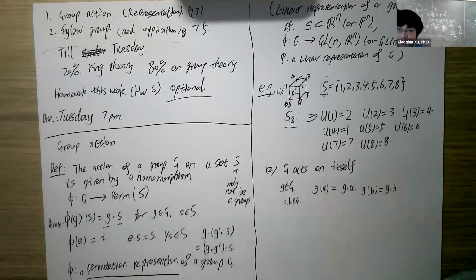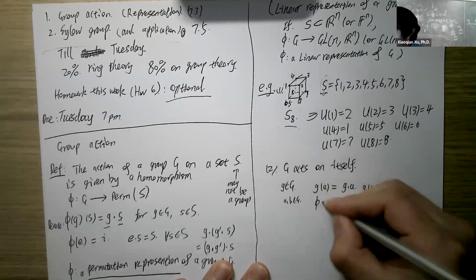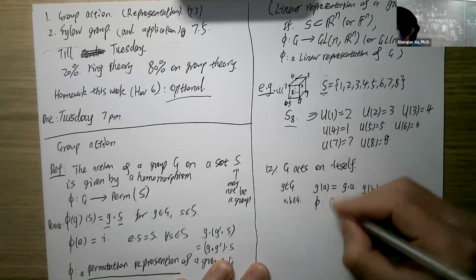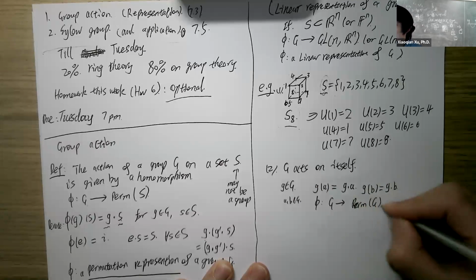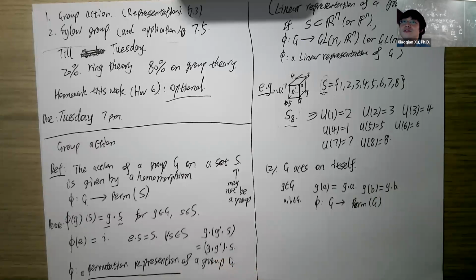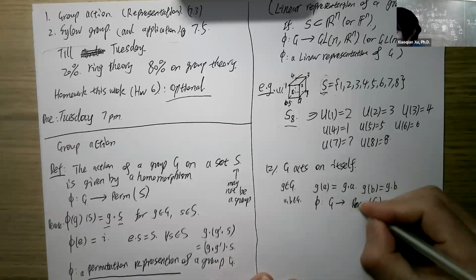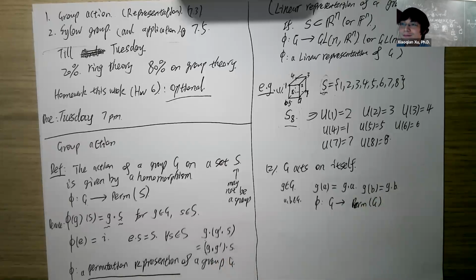Okay, so this gives you a homomorphism from G to the permutation group of G. You try to see the elements of G as letters, and then the permutation group is just you change all the letters of this G. Okay? Any question?